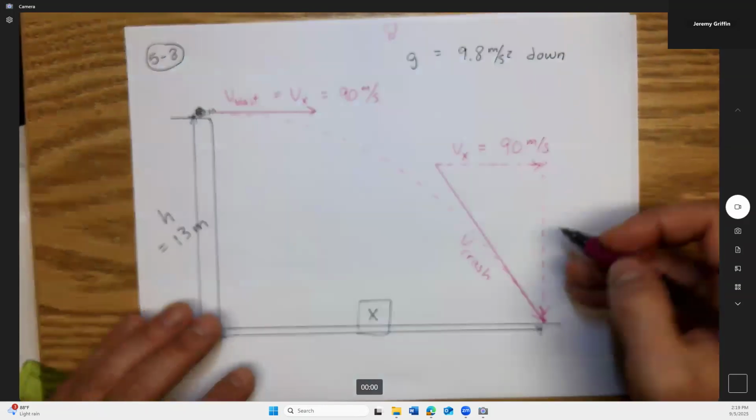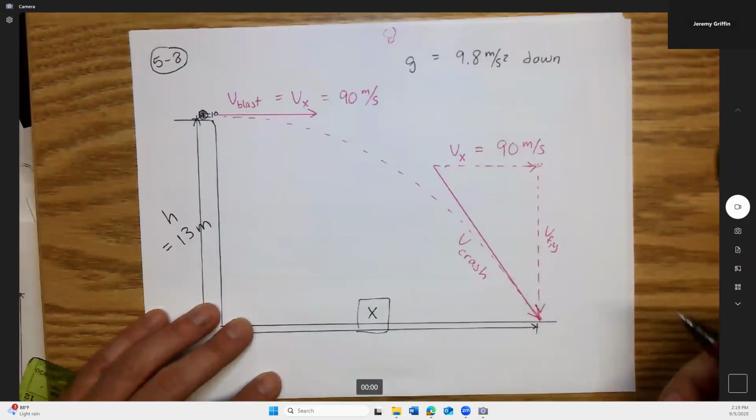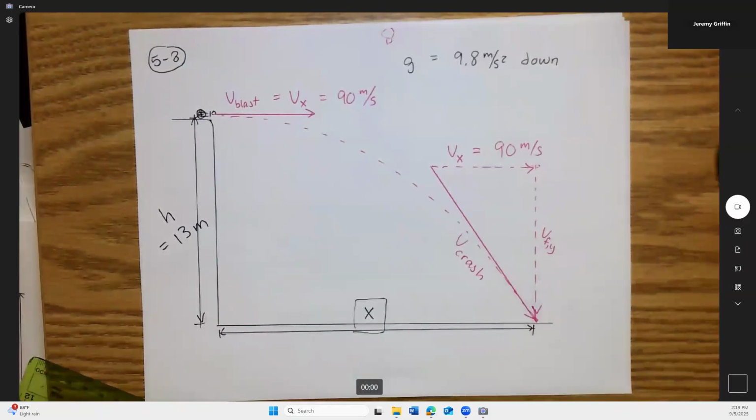Now, how about coming down? Can I call this v final in the y direction? No, in the y direction, it's a little trickier because it's always changing. But v final in the y direction. Okay. What do you guys think we're going to do next?